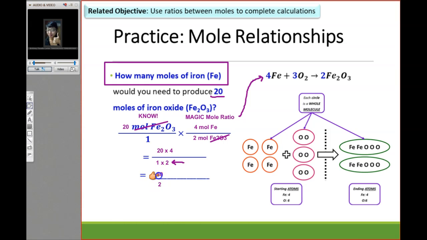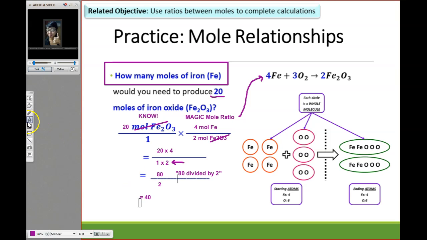Remember that whenever we have a fraction, like 80 over 2, that's the same as saying 80 divided by 2. So in the chat box, what is 80 divided by 2? What is my final answer here? Yes, our final answer is 40.